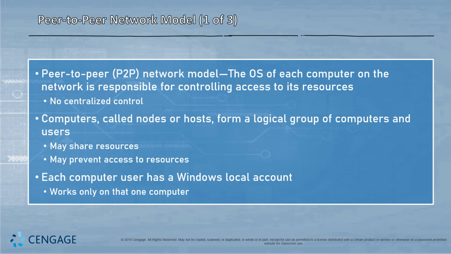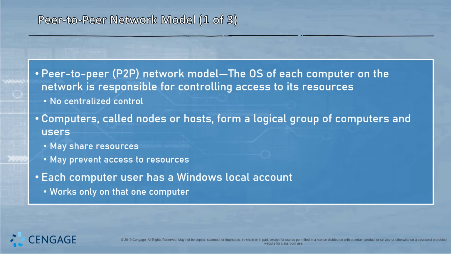Now, before we get into client-server, we're going to talk about one that's a little bit easier to set up, traditionally what we refer to as an ad hoc network in certain instances, to where we don't need a centralized device. Peer-to-peer, P2P as the abbreviation goes. The operating system of each computer on this network is responsible for controlling access to resources. So it's a bit more of a Wild West configuration. Every computer on a network has the ability to control its own connections.